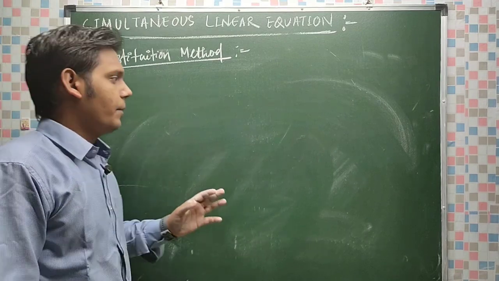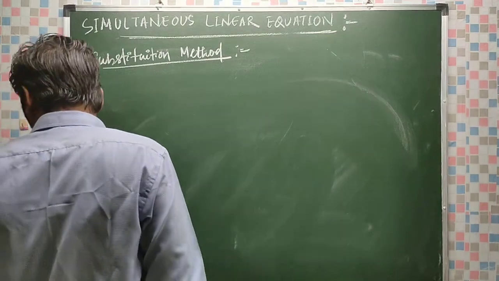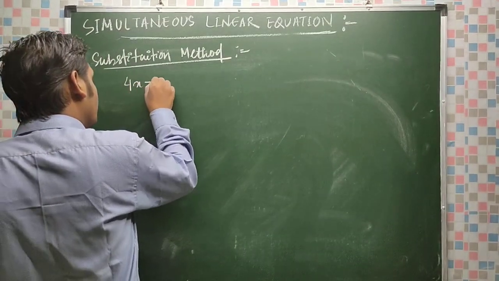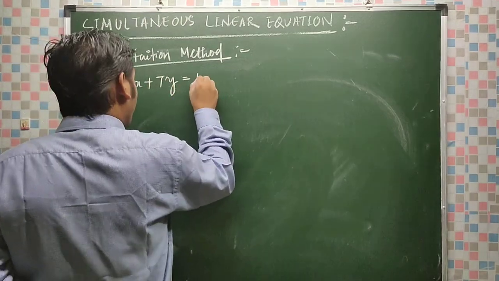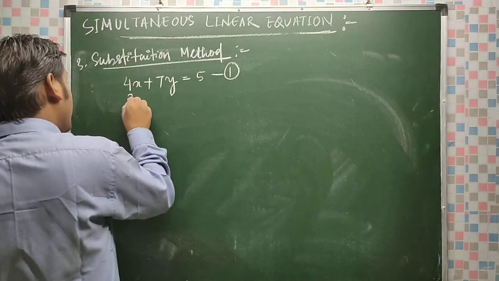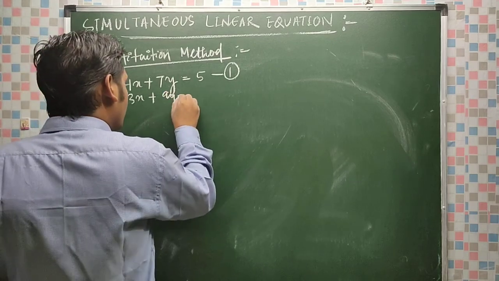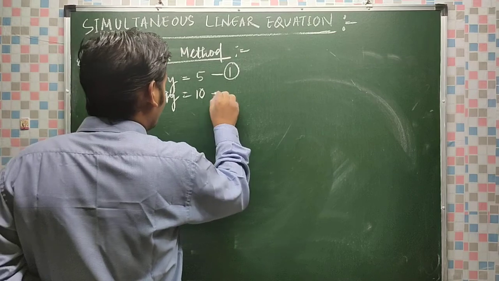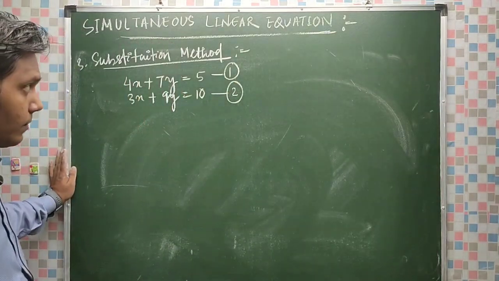So what you have to do? This is a little lengthy as compared to both. See what you have to do. Here, good example. I am solving 4x plus 7y, that is equals 5, equation 1, and thereafter 3x plus 9y is equal to 10. This is equation 2.